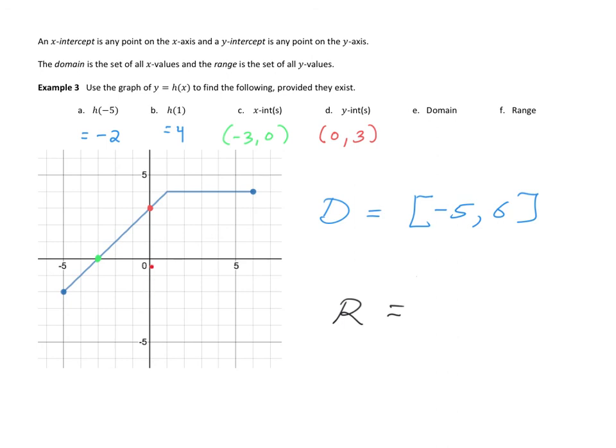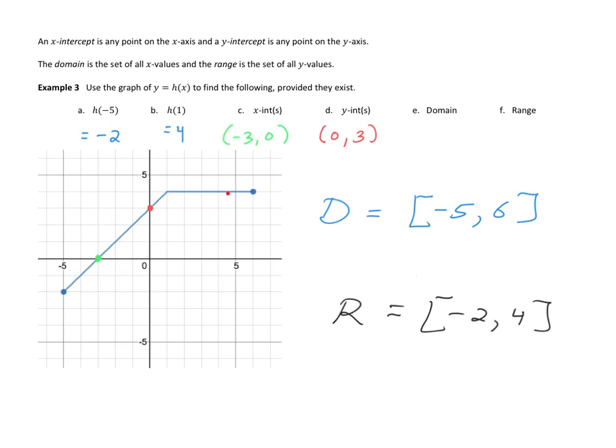You get y values as you move up the y-axis. You look to the left, you get a y value. You look to the right, you get a y value. And it looks like we're stopping here, which is at 4. The second you go past 4, there's no graph. So this is the range. It's everything from -2 up to and including +4. So that's from -2 to 4.